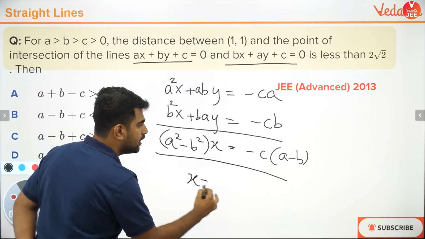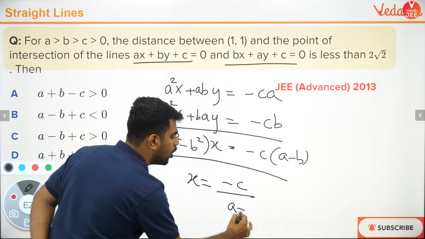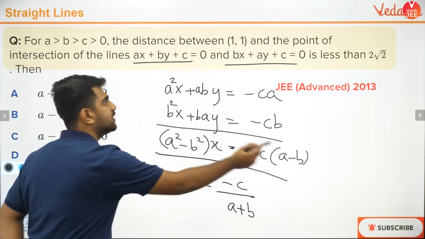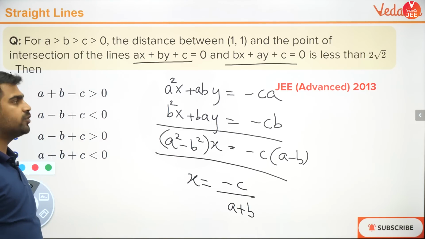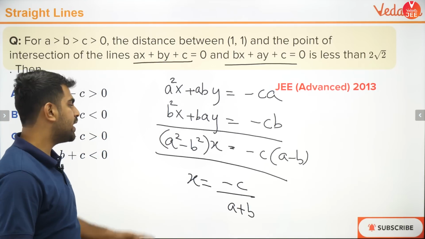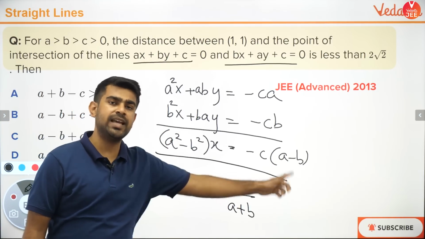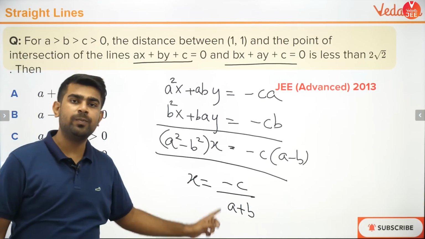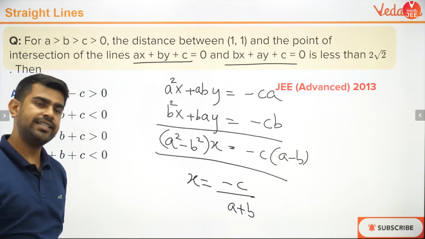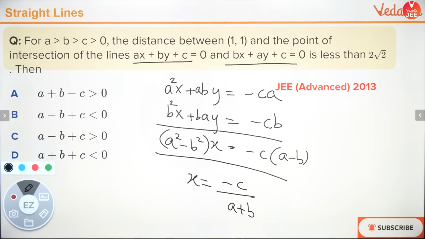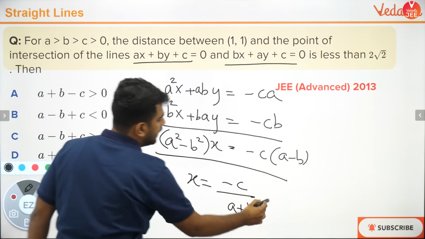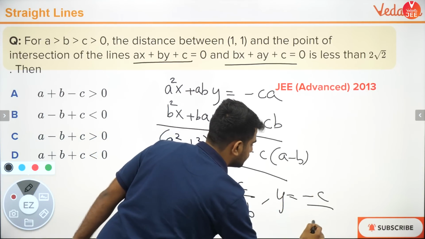Now do you guys see that? My X coordinate is also the same, because guys, A is not equal to B, therefore I can cancel it. Isn't that correct? Because if A is equal to B, there will be coincident lines, na? That does not make any sense. So A is not equal to B, therefore I can cancel them, and I will get X is equal to minus C by A plus B. Is that fine? All of you clear with that? Yes? Perfect.